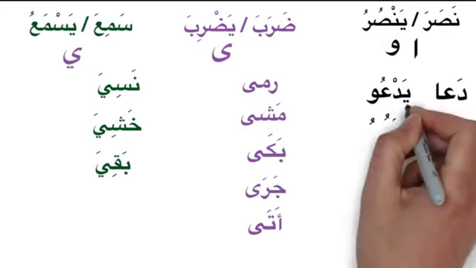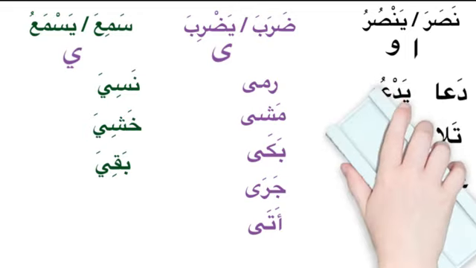However, because waw is a weak letter, what happens? The dhamma sign has been taken away. So what we have is yad'u, and we just give an elongation of the sound. Yad'u. Tala will be yatluwu, but the sign of dhamma is taken away, and what we have is yatlu, and afa will be yafu.